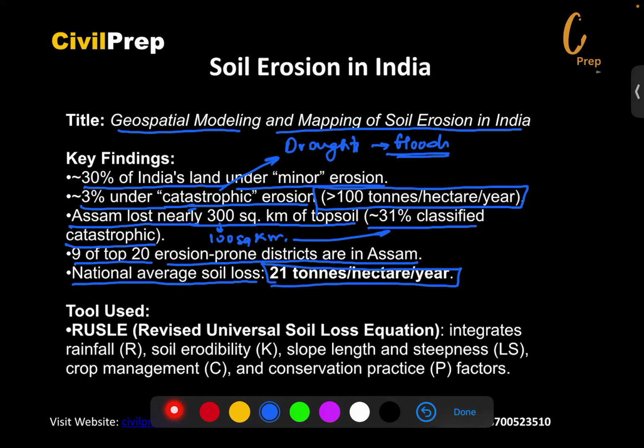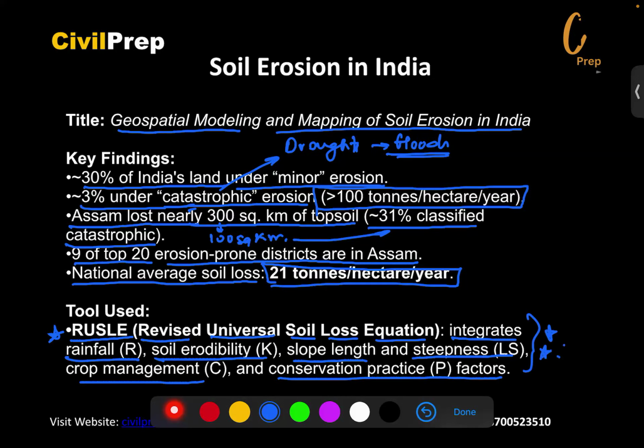Now the tool which is used to assess soil erosion in India is RUSLE. RUSLE stands for Revised Universal Soil Loss Equation. You need to have this as a tool. You have to write this in the exam when a question is asked on soil with respect to India. It integrates rainfall, soil erodibility, slope length, steepness, crop management, and conservation practice factors. This is very important. You have to write this in the exam if a question arises on soil and soil erosion.